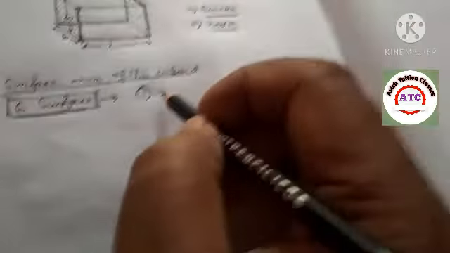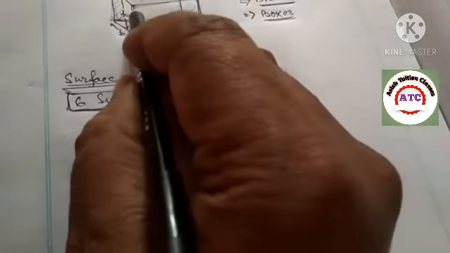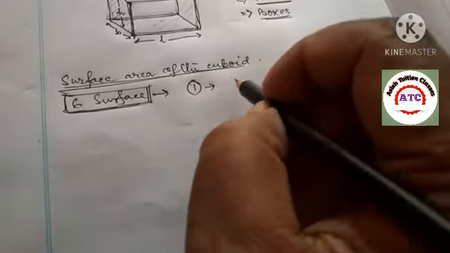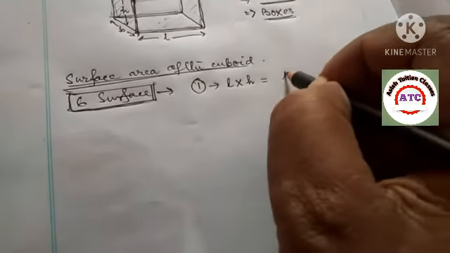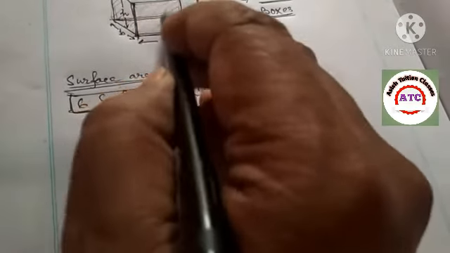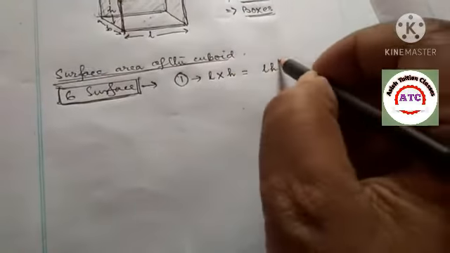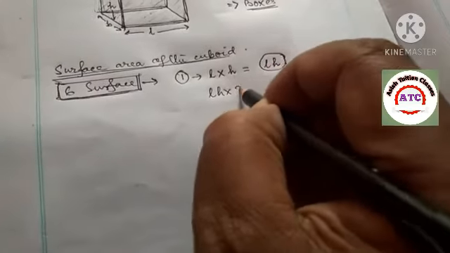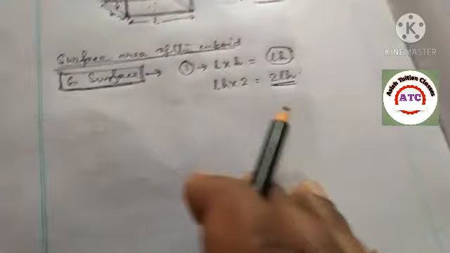The area of the first surface is length L and this is the height H. Therefore, the first surface is L into H, that means LH. The second surface has the same area, therefore this is multiplied by 2. This means 2 into L into H, the area of the front and back surfaces.